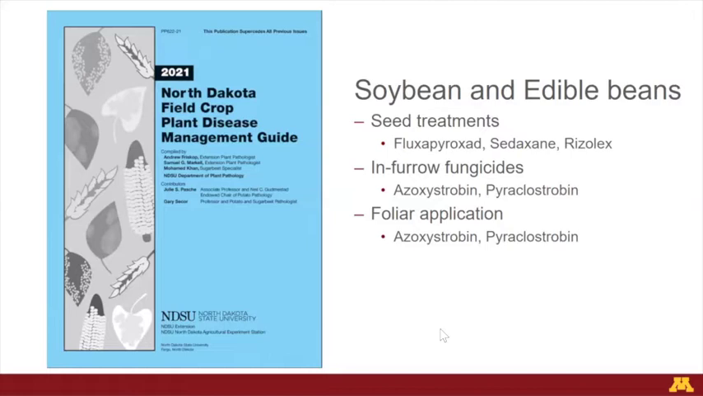I know you could just look at this, not to go to publication, how to manage these. I don't know, probably some of these things are very common for Minnesota too. But the thing that I found interesting was the same fungicides that we have in sugar beets are also available in soybeans and edible beans, whether it's a seed treatment or in-furrow fungicide or a foliar application.